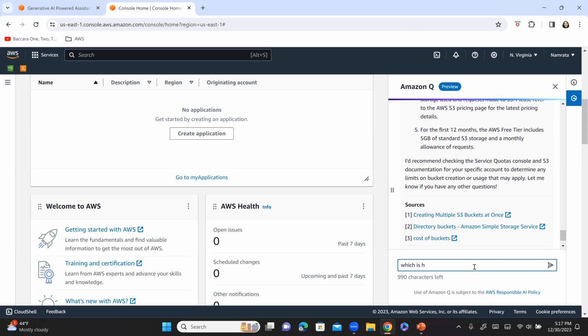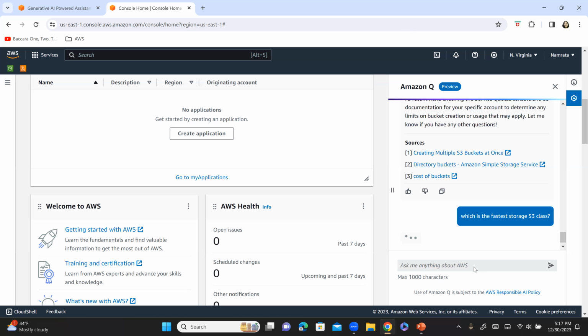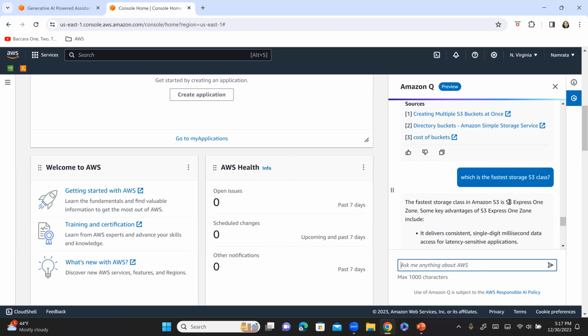Now let us ask which is the faster storage S3 class. Let's see if I can ask the question like this. I purposely did not mention low latency or anything. I want to see if it can understand a question like which is the fastest storage S3 class. I think it understood my question and the response is correct. It is S3 Express One Zone. So it understood that I'm looking for a storage class which has minimal or the lowest latency. And then you can pretty much ask anything else.